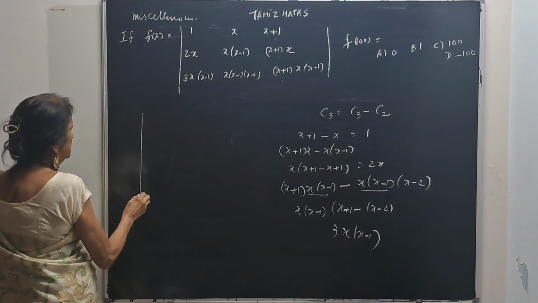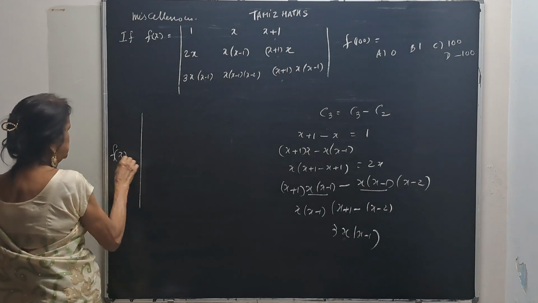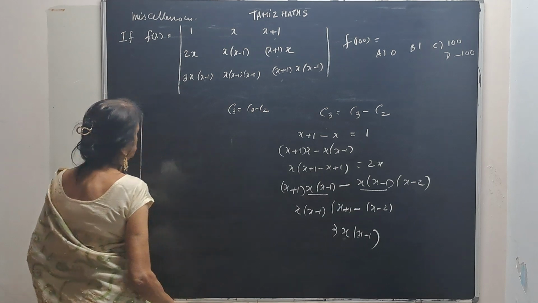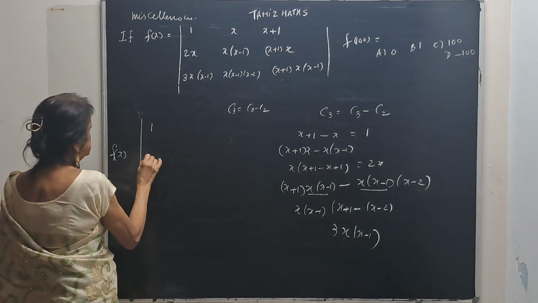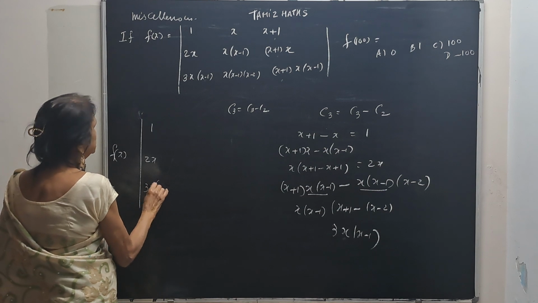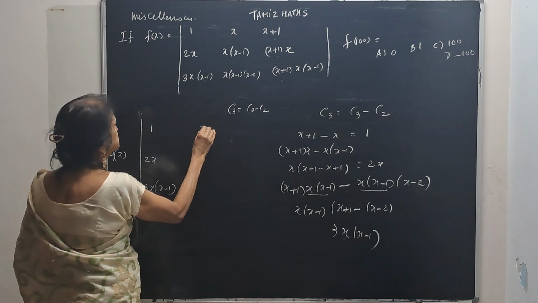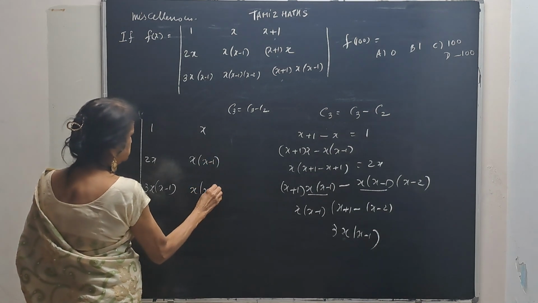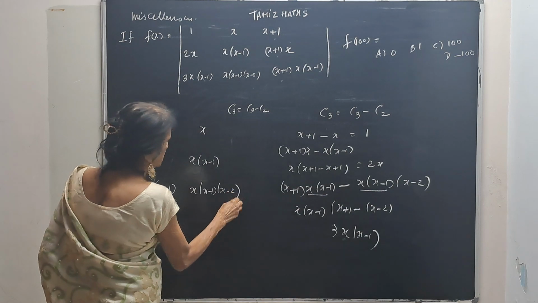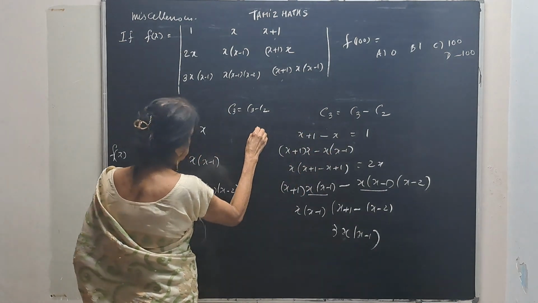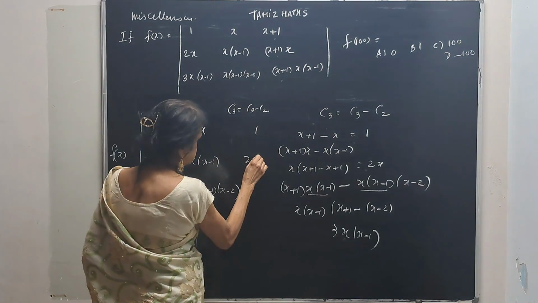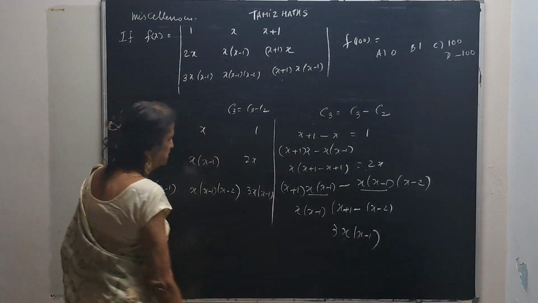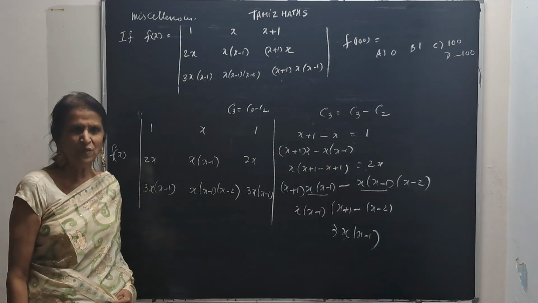So now f(x) is equal to, the change I have done is column 3 equals column 3 minus column 2. This is 1. This is 2x. This is 3x into x minus 1. This is x. This is x into x minus 1. This is x into x minus 1 into x minus 2. Now column 3: first element is 1, next element is 2x, next element is 3x into x minus 1. What do you find? Lovely, no?